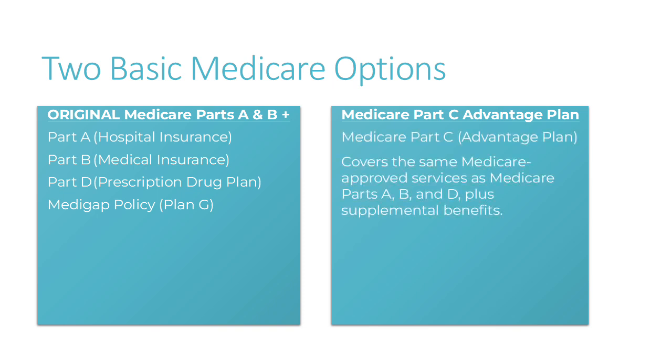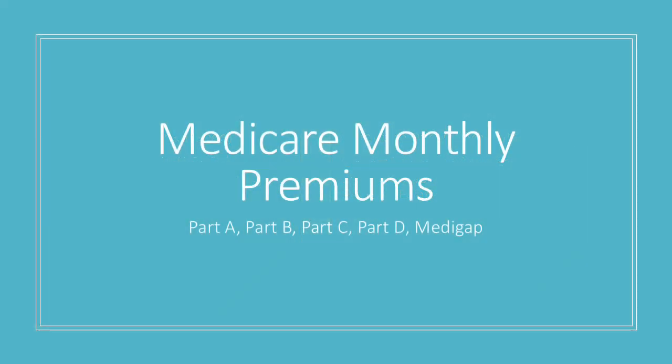Next is Option 2, Medicare Part C Advantage plans, offered by private insurance companies, which covers the same Medicare-approved services as original Medicare Part A and Part B and Part D, plus includes supplemental benefits not covered by original Medicare. Next, let's look at the monthly premiums under each option.